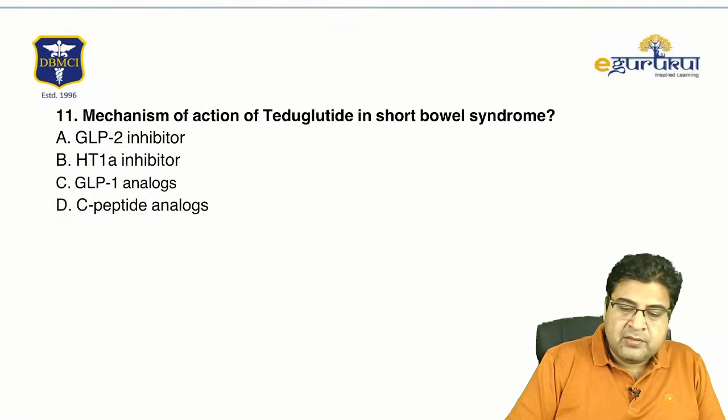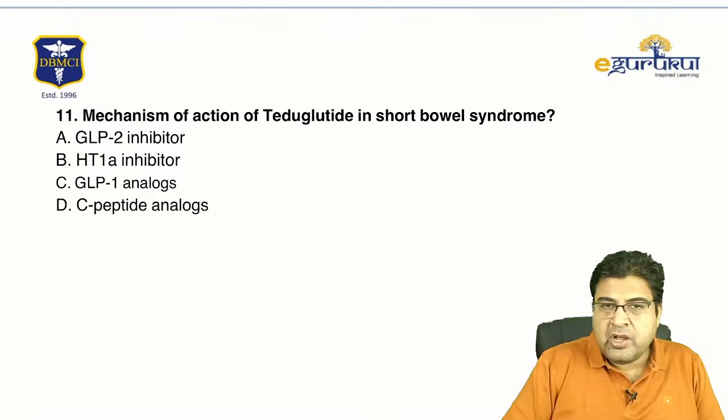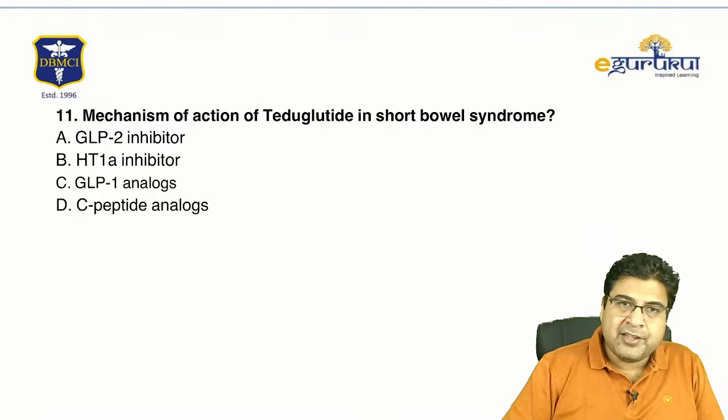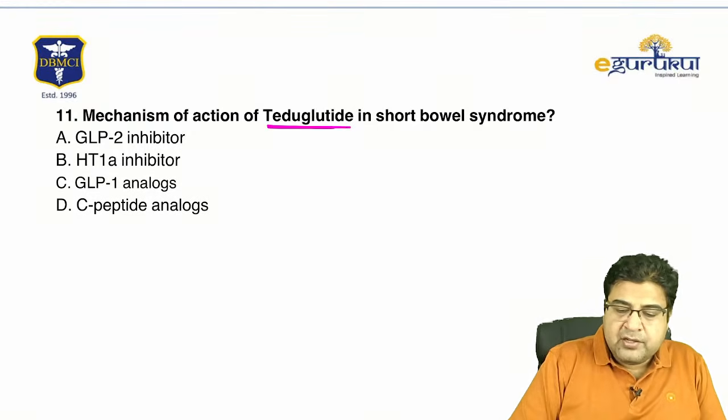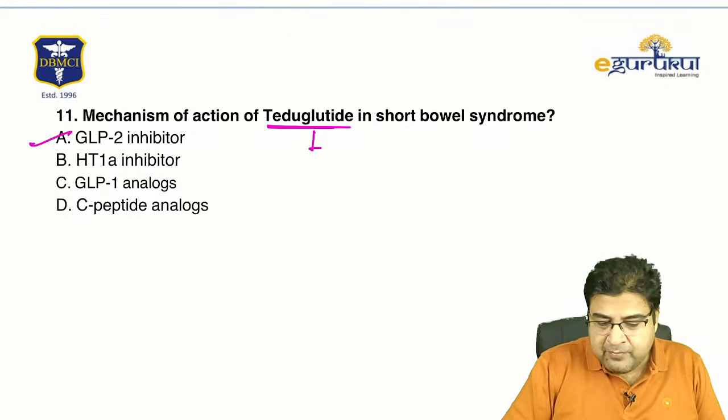Question number 11. This is a fact-based question, so I don't think this question will be repeated again. The drug is teduglutide. Teduglutide is a GLP-2 analog. Oh, oops, they have made a mistake over here.